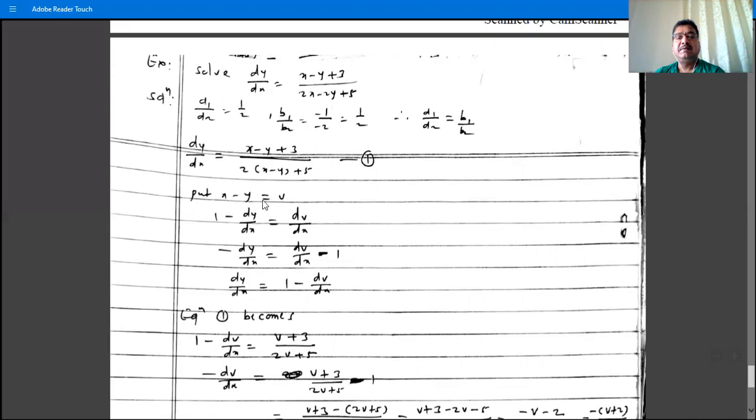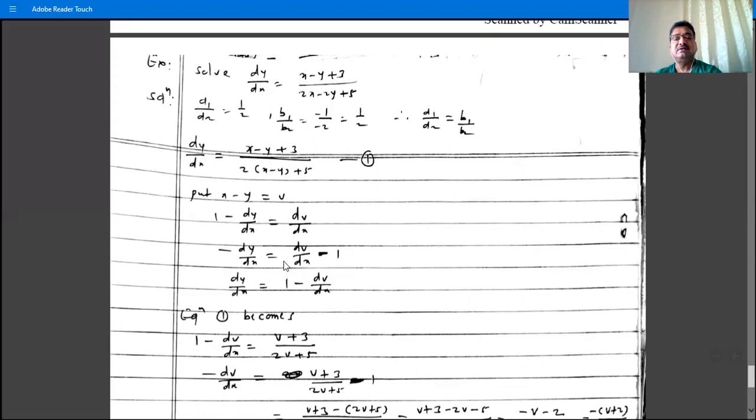And then differentiate with respect to x, we have 1 minus dy by dx is equal to dv by dx, since the derivative of x with respect to x is 1 and the derivative of y is dy by dx. And then after shifting this 1 to the right side, we have minus dy by dx is equal to dv by dx minus 1. And then dy by dx is equal to, change the sign of LHS and RHS: dy by dx is equal to minus dv by dx plus 1. Or from this step, we have this step: shift this dy by dx to RHS, it will become plus dy by dx, and shift this dv by dx to LHS.